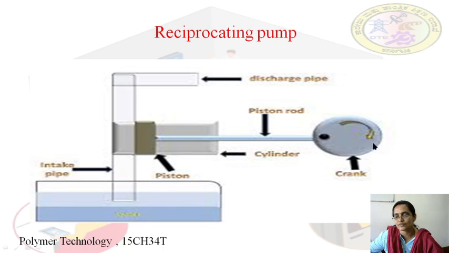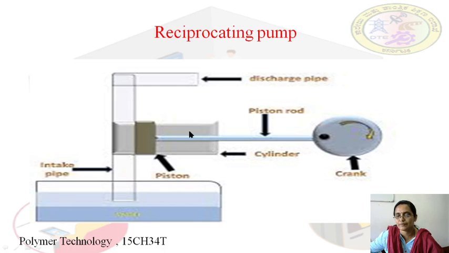Then the crank keeps rotating. From 180 to 360, the crank is rotating. At that time, the piston moves forward. There is water filled in the cylinder. This forces open the discharge valve, and the water is pumped out of the cylinder to the discharge pipe.